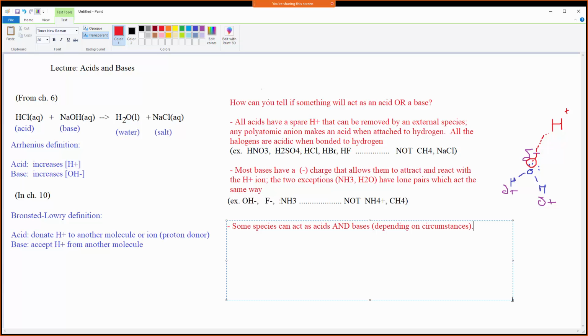Now, we just laid ground rules for what you can expect to see in an acid and what you can expect to see in a base. So you can look at that and say, well, if it's going to act as an acid and a base, then I can expect that, of course, it will have a spare hydrogen that can be removed.